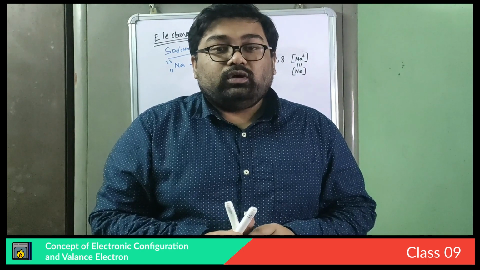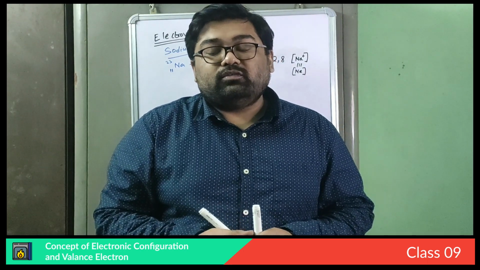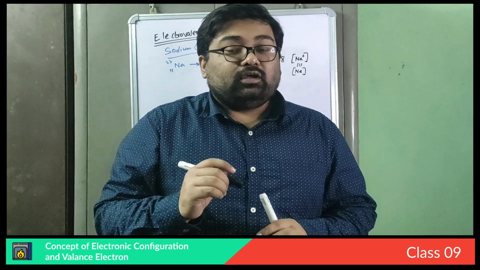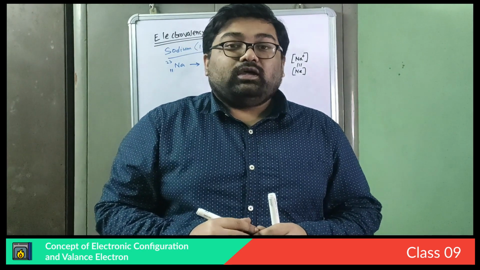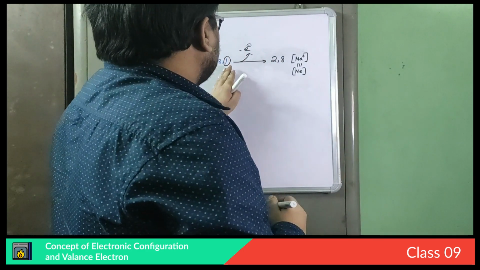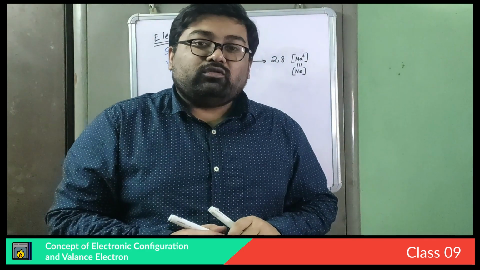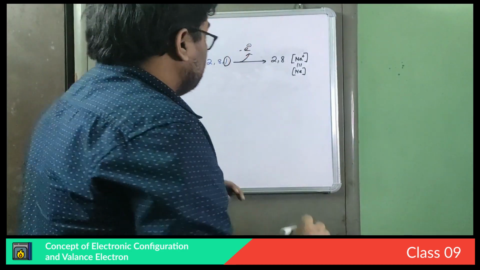Thus, we can conclude that the valency of sodium is 1, right? As in case of metals, valency is equal to the number of valence electrons. Hence, as sodium has 1 valence electron, its valency is 1, right?